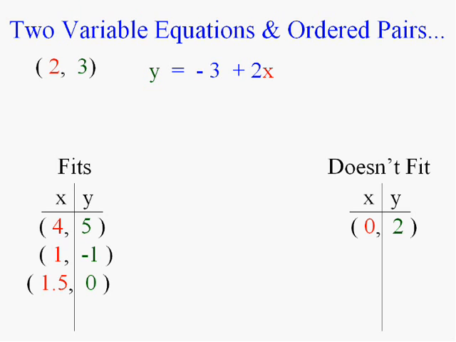How about this one? Let's put a 2 in for X and a 3 in for Y. Well, 2 times 2 is 4, and 4 minus 3. No way. That one doesn't work. Most of them don't work, actually. How about this one? Put a 2 in for X and a 1 in for Y. That's going to be 2 times 2. I have to do the multiplication first. 4 minus 3. Yes. That one works.